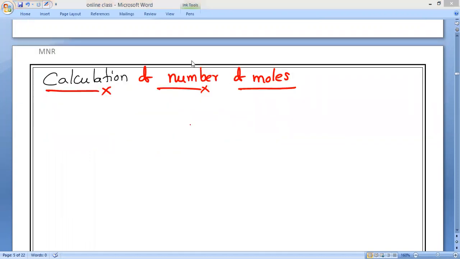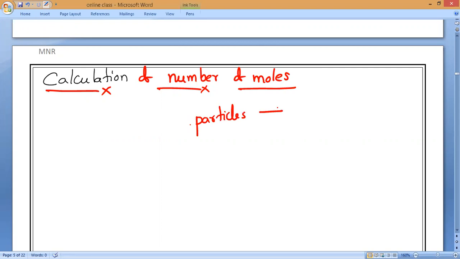So we start now. Concentrate very carefully. What does the calculation of number of moles mean? Directly I am coming to the formula. Remember, particles. Particles means we know two things. What are particles? They may be atoms or they may be what? Molecules. So you have to remember, either atoms or molecules.